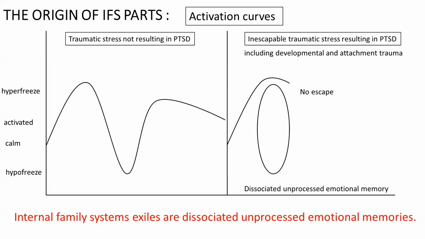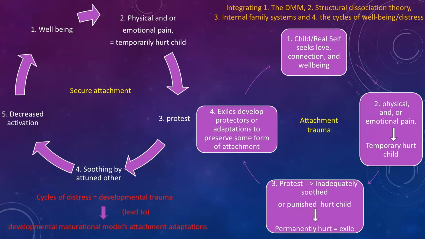We already said that internal family systems exiles are dissociated, unprocessed emotional memories that form when a person, often a child, experiences seemingly inescapable trauma. We also previously considered the cycle of well being, which is fostered by secure attachment. When the child is in physical or emotional pain, she protests. When there are soothing and attuned parents, most of the time the child's pain is soothed and their activation decreases, restoring their well being. When there is developmental trauma, such as attachment trauma, the child seeks the love and connection that are necessary to protect her from the danger.